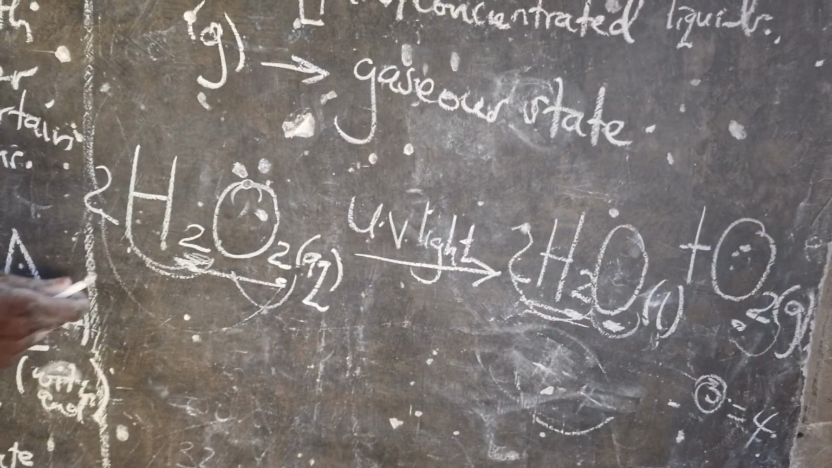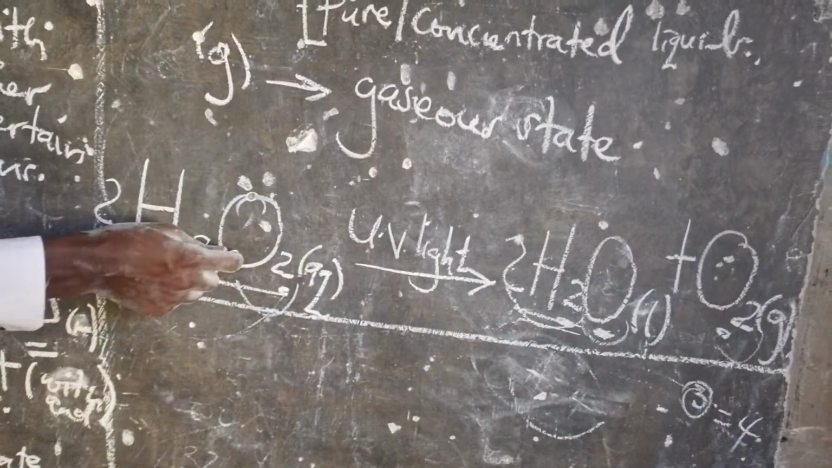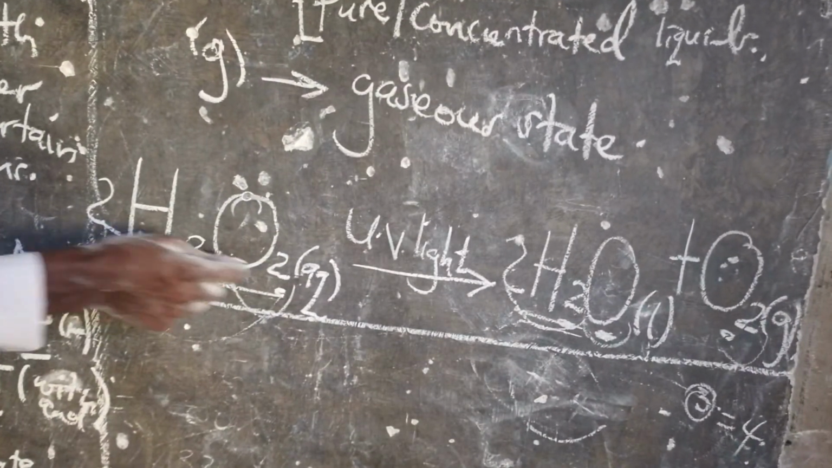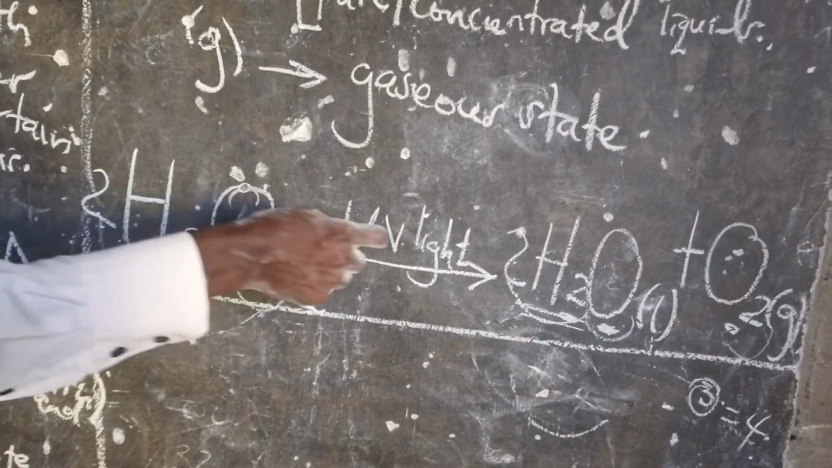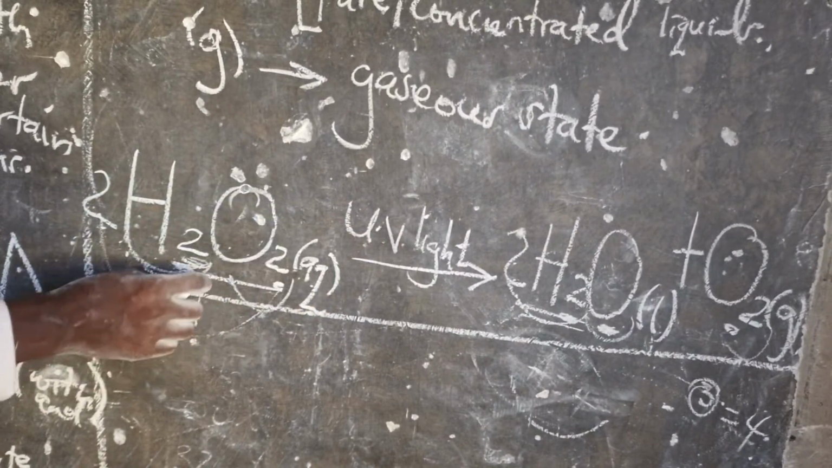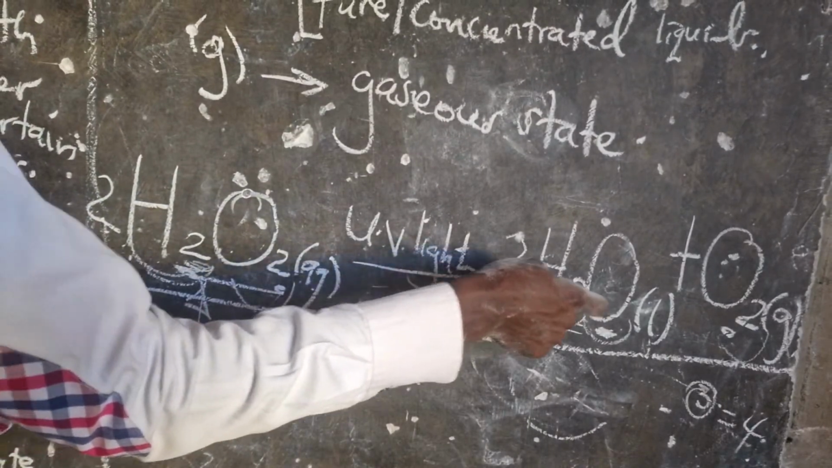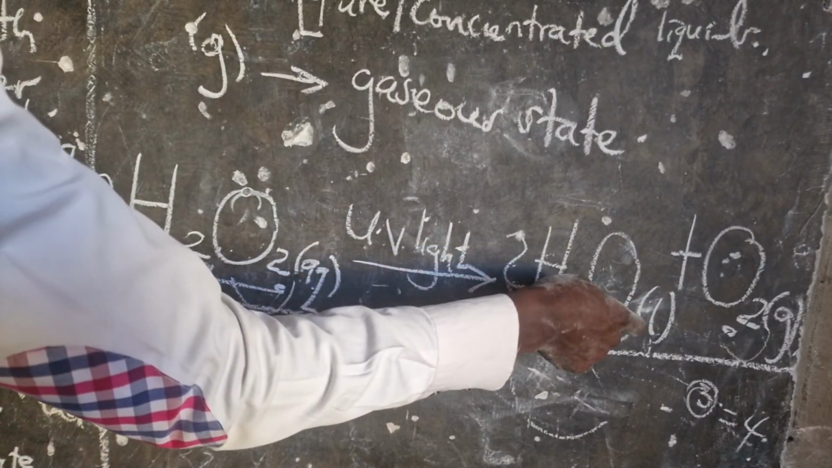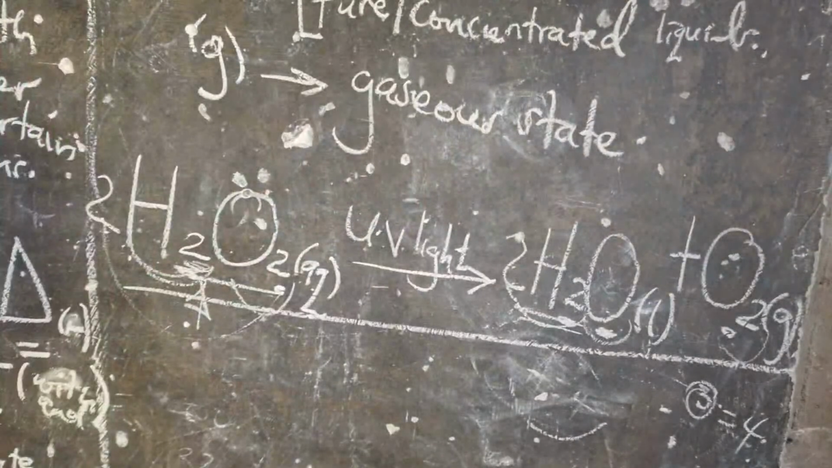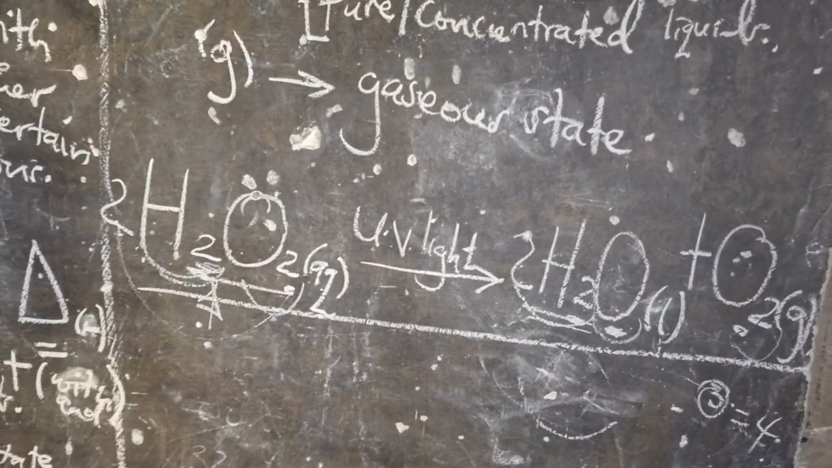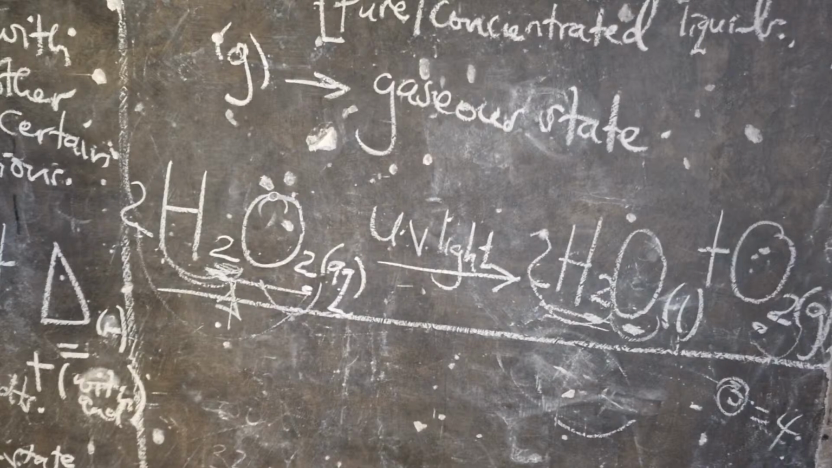To read it again, it will be 2 moles of hydrogen peroxide, or 2 moles of soluble hydrogen peroxide, under UV, decomposes to give 2 moles of water in liquid form and 1 mole of oxygen gas. In words, if we are to look at it, we must know that information.